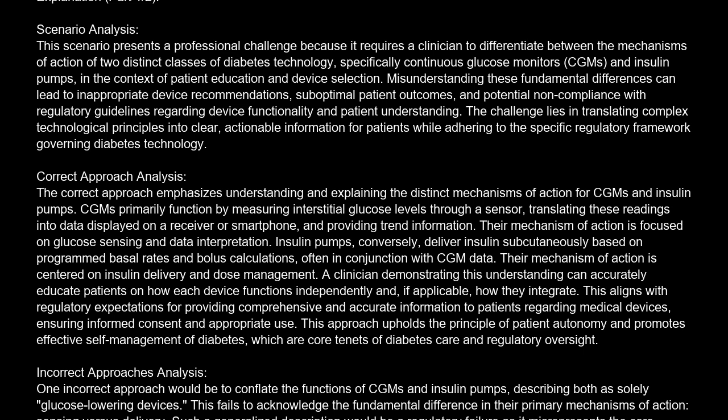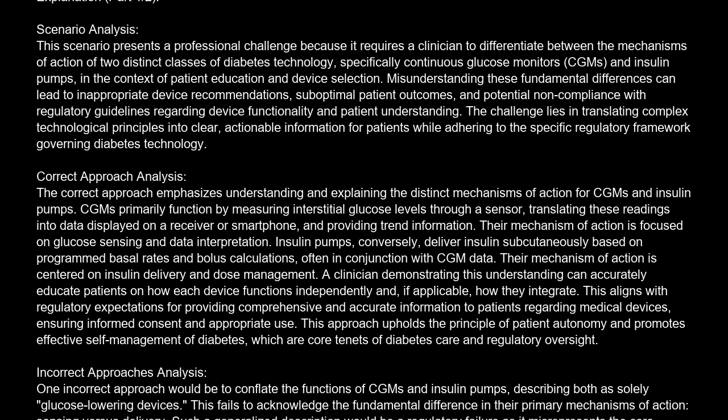The correct approach emphasizes understanding and explaining the distinct mechanisms of action for CGMs and insulin pumps. CGMs primarily function by measuring interstitial glucose levels through a sensor, translating these readings into data displayed on a receiver or smartphone, and providing trend information. Their mechanism of action is focused on glucose sensing and data interpretation. Insulin pumps, conversely, deliver insulin subcutaneously based on programmed basal rates and bolus calculations, often in conjunction with CGM data. Their mechanism of action is centered on insulin delivery and dose management.